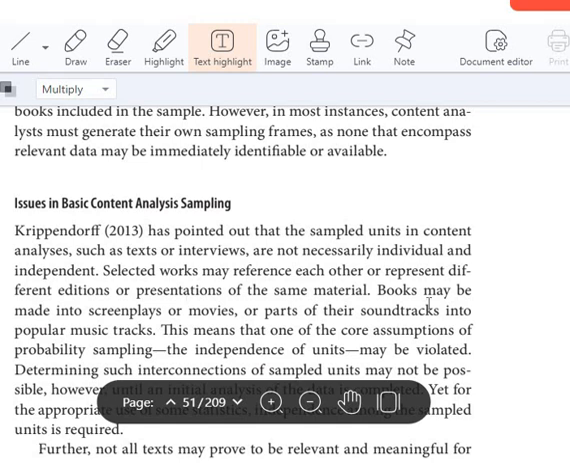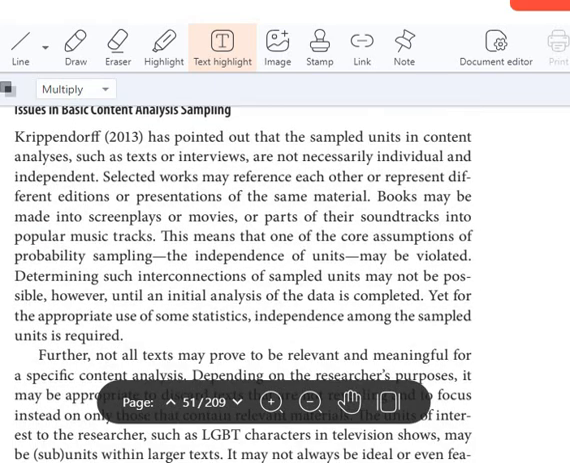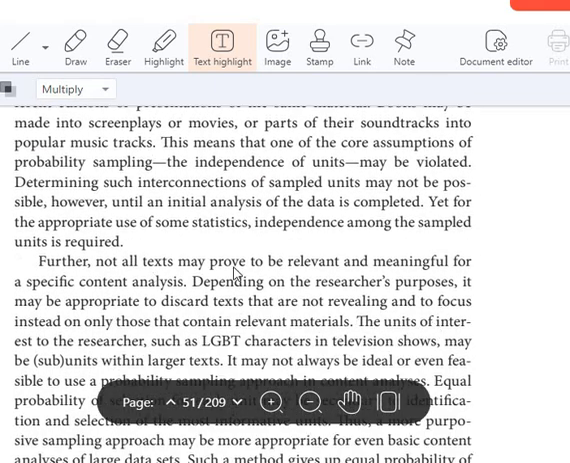For example, books may be made into screenplays or movies. So we've got two representations here. This means that one of the core assumptions of probability sampling, the independence of units, may be violated. So what is the solution in this case? Determining such interconnections of sampled units may not be possible, however, until an initial analysis of the data is completed. Yet for the appropriate use of some statistics, independence among the sampled units is required. So it is important to have this independence.